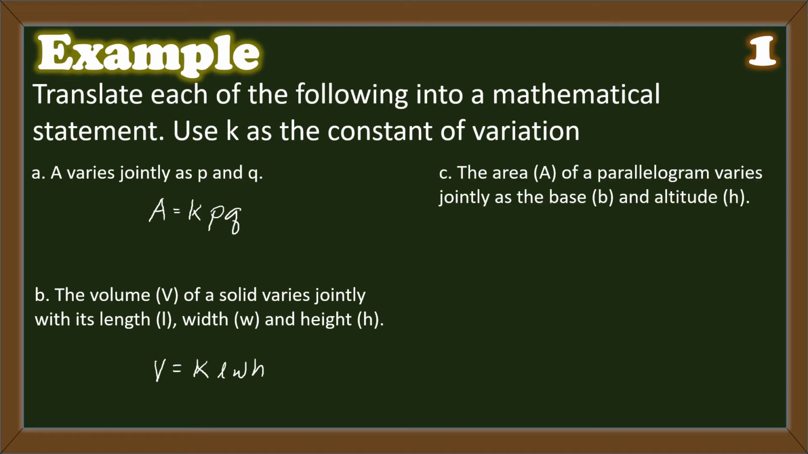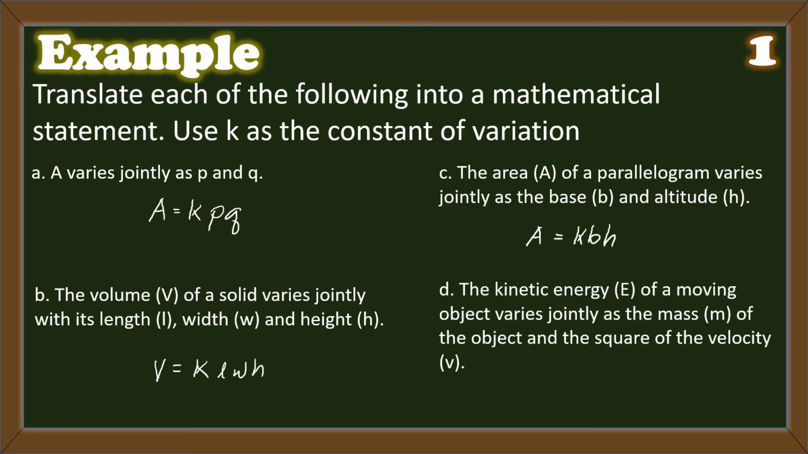Letter C, the area A of a parallelogram varies jointly as the base B and altitude H. Dito ang mga variables natin, A para sa area, B para sa base, H para sa altitude, at K pa rin para sa constant of variation. Gawin natin. A is equal to K times B times H.